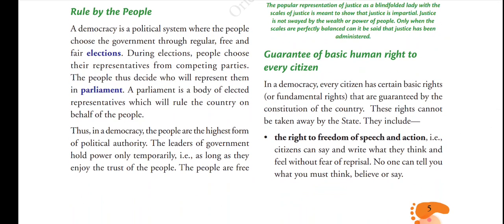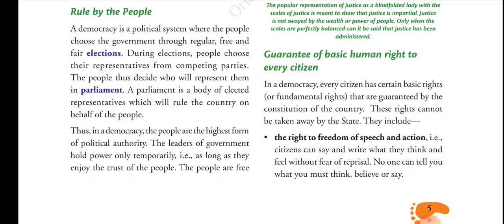So the first one is rule by the people. A democracy is a political system where the people choose their government. Here the people elect their representatives by free and fair elections. During elections, the people are free to choose their representatives, and these representatives are answerable to the people. These elected representatives form the parliament, and this parliament works for the people.